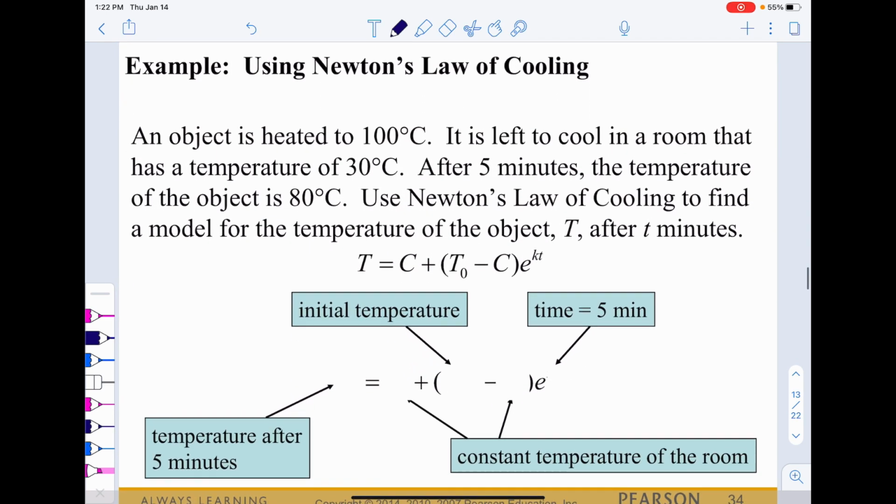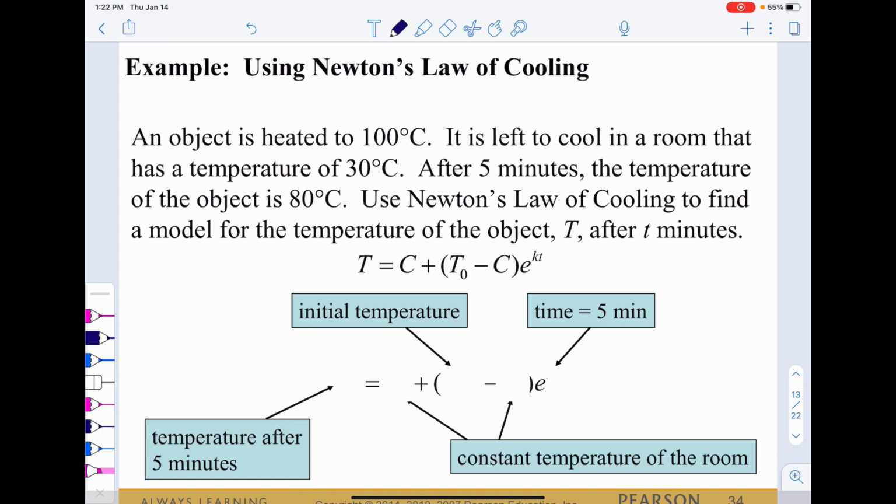An example: an object is heated to 100 degrees Celsius. It is left to cool in a room that has a temperature of 30 degrees Celsius. Now, I know you know some things about Celsius and Fahrenheit. 100 degrees Celsius is the boiling point, whereas 0 is the freezing point. So this says it's in a room that is 30 degrees. If you want to look it up, 30 degrees would be an 86 degree Fahrenheit room. That's really warm. Usually rooms are like 72-ish.